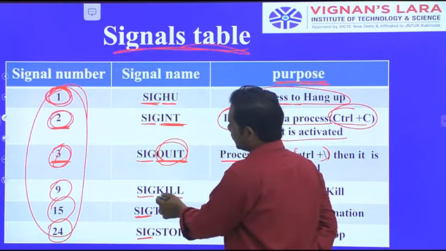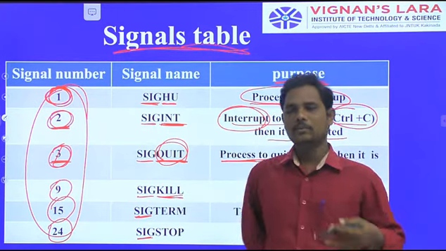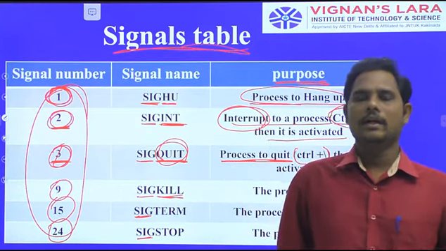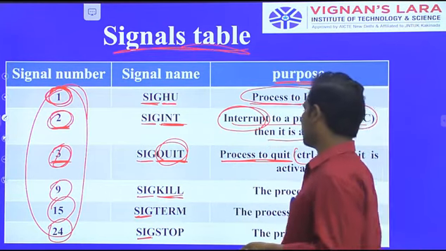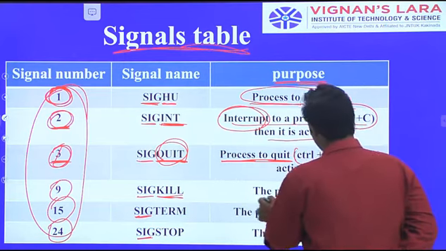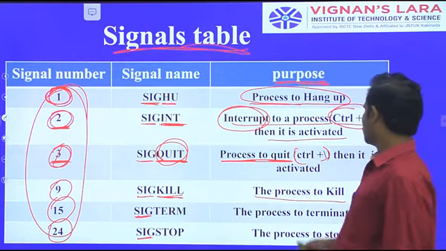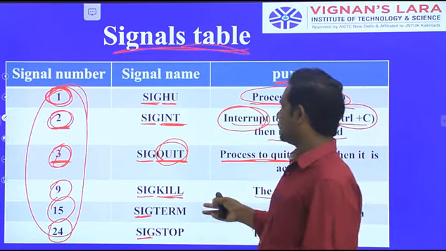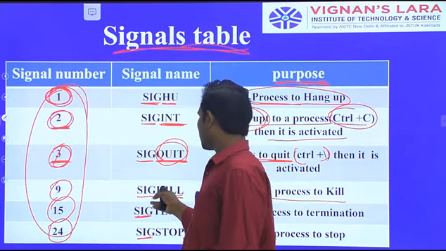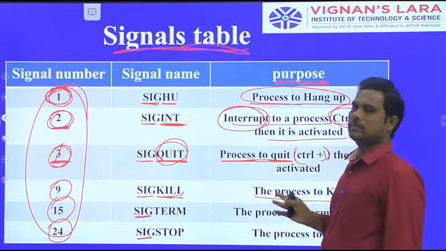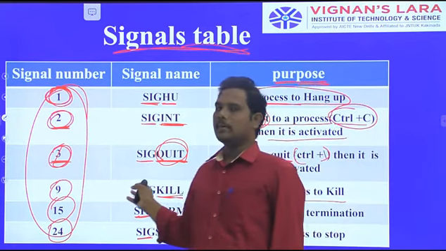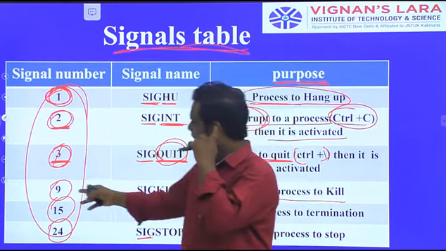Next, signal number 9, SIGKILL. You know the kill command, and I will give you details about kill later. Kill means process control. We can use the kill command to kill the process. Signal number 9, SIG is common, KILL. Kill the process.